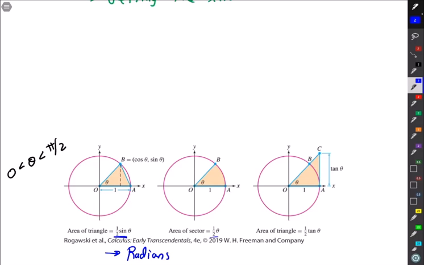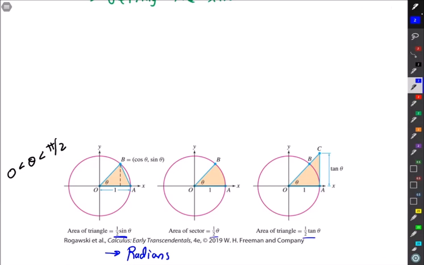And the last thing we have is a triangle that goes out further. And you can figure out that this height should be tan theta by similar triangles. That's also a valid definition of tangent theta, the height of the line segment if you were to draw out to this right triangle here. And again, base times height, the area of that triangle is 1/2 tangent.